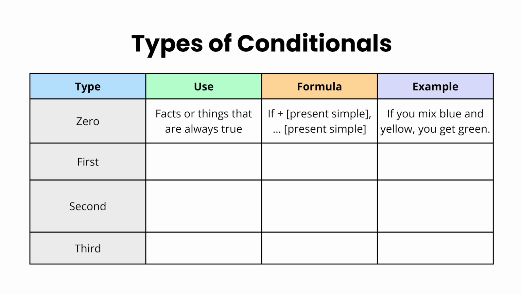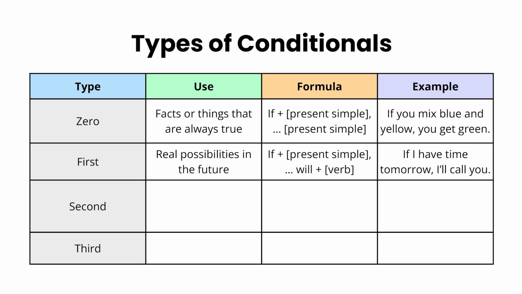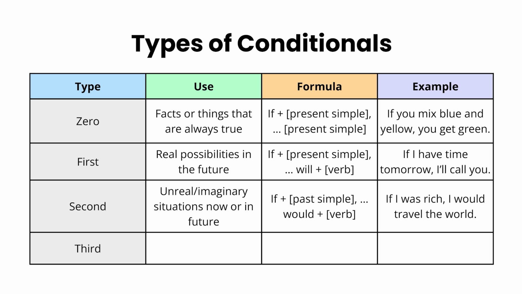So the first conditional is the zero conditional. We use that to talk about facts or things that are always true. For example, if you mix blue and yellow, you get green. This happens all the time, okay? It's always true. First conditional, real possibilities in the future. So something that might happen in the future, something that's very possible. If I have time tomorrow, I'll call you. So this is very possible. The person might have time.